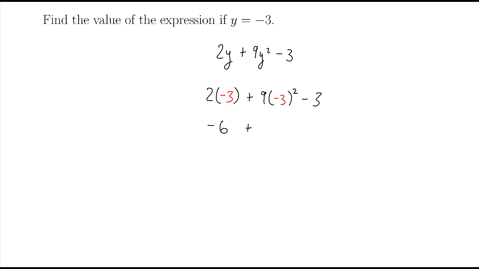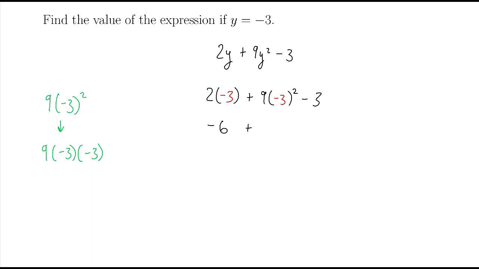Okay, most of the time what you'll do, you'll look at that exponential part first, that squared, and you would take care of that first. And then you would get 9, and 9 times 9 is 81. Okay, but I want to talk a little bit about why we do it that way. So off to the side here, I'm going to write 9 times negative 3 squared. We have to keep in mind what that means. That means 9 times negative 3 times negative 3.